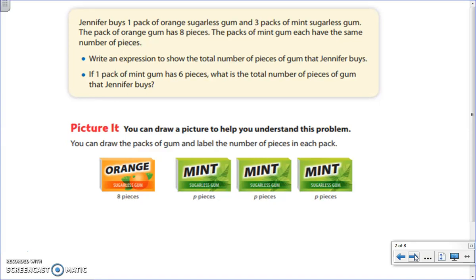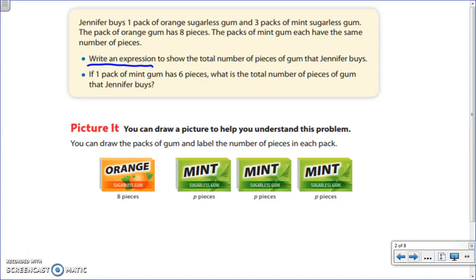If 1 pack of mint gum has 6 pieces, what is the total number of pieces of gum that Jennifer buys? So it looks to me like we're going to be writing an expression, no equal sign, and we're trying to represent the total number of pieces of gum that Jennifer buys. And so one way that we could think about this is by drawing a picture.